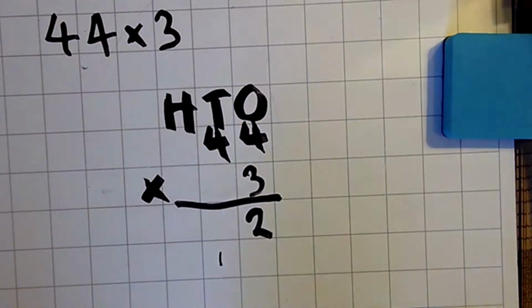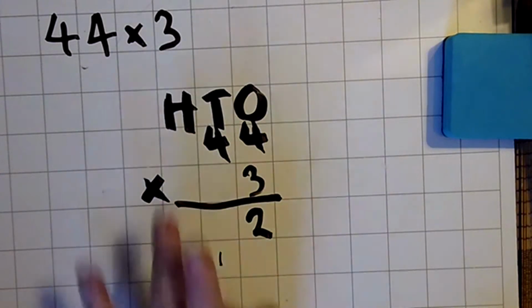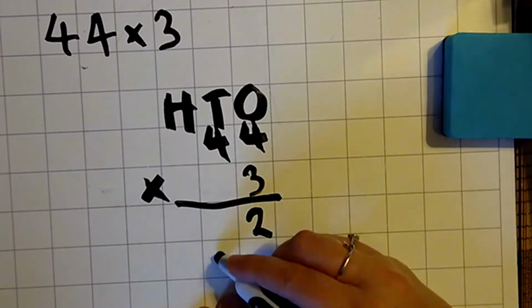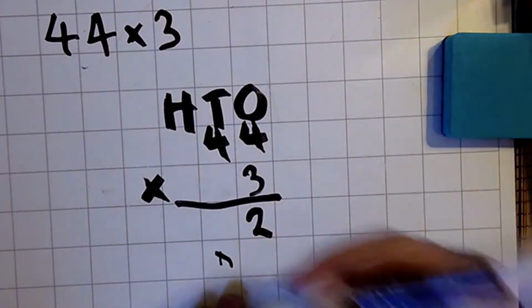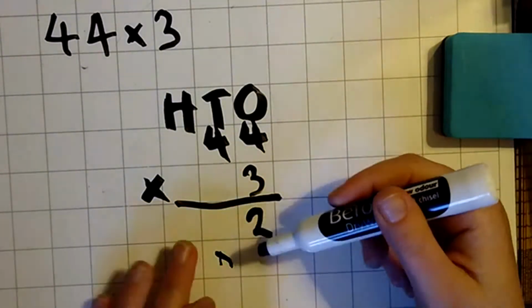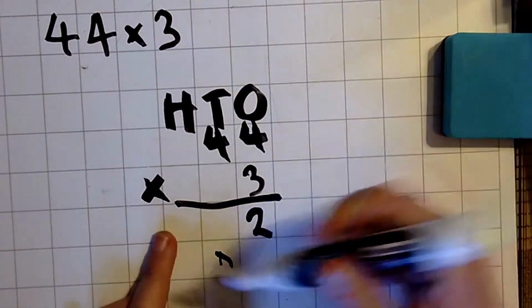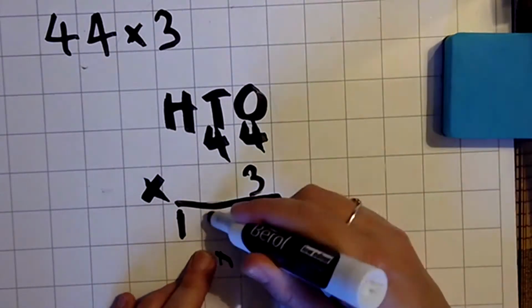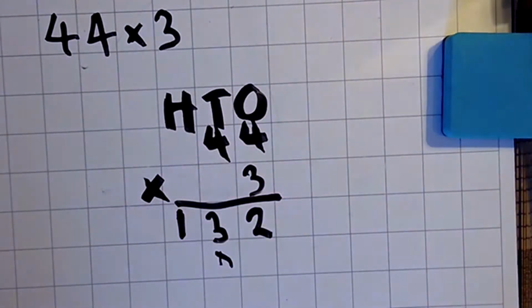4 times 3 is 12. We've already done that. So that's 12 tens plus another 10 is equal to 13 tens. Can we have 13 tens there? No. We need to, again, regroup. So we're going to take 10 of those tens to our hundreds. And we're going to keep 3 of those tens here. So our answer is 132.